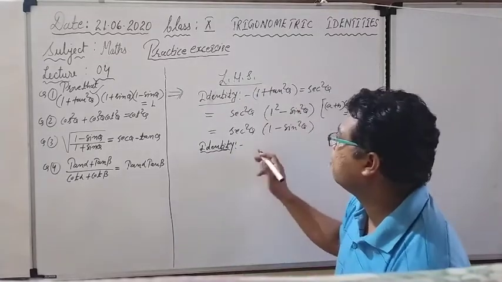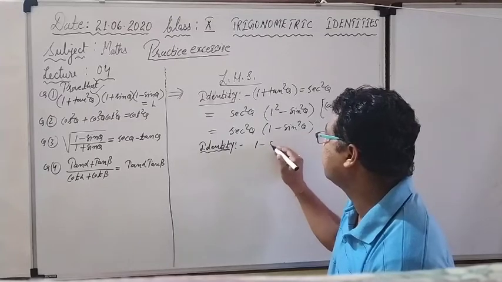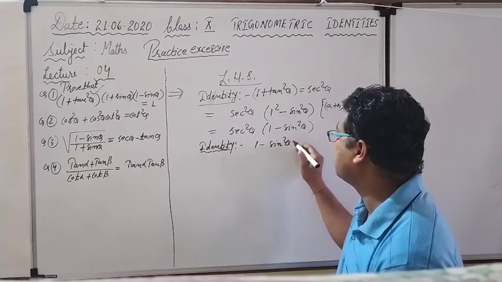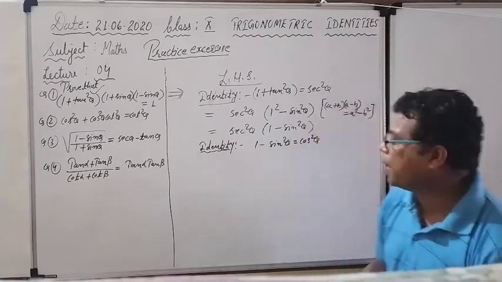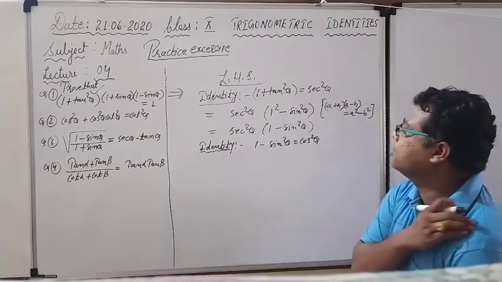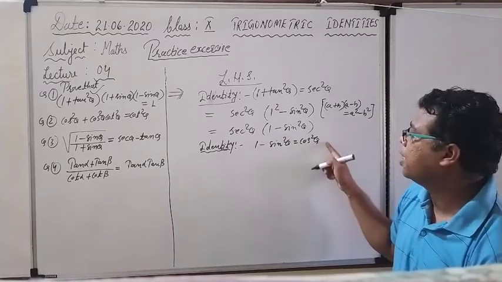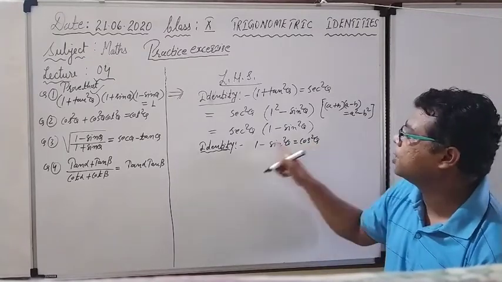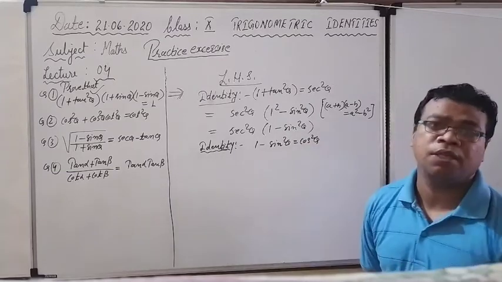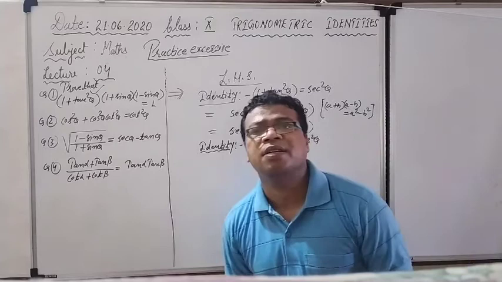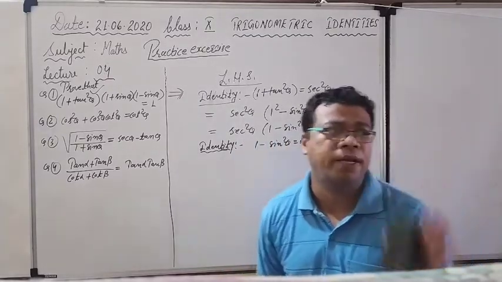So see here, what is the identity? 1 minus sin square theta is nothing, it is cos square theta. We know that from the first identity, we directly wrote it. Sin square theta plus cos square theta is equal to 1. If we bring this over, sin square theta plus cos square theta is equal to 1, but we need cos square theta, so 1 minus sin square theta. In my last lecture I have discussed all the different forms of the basic identities. You should go for it.